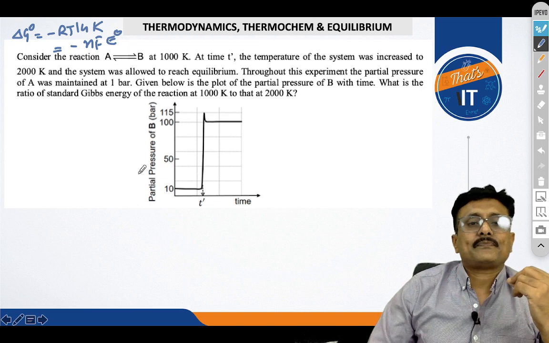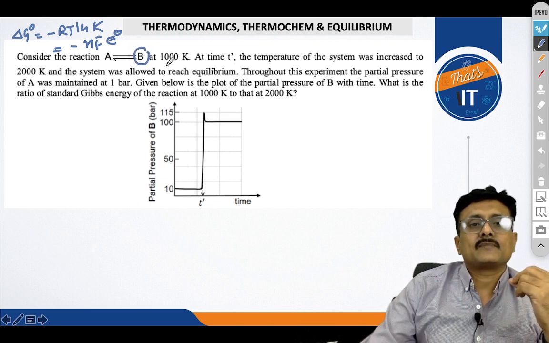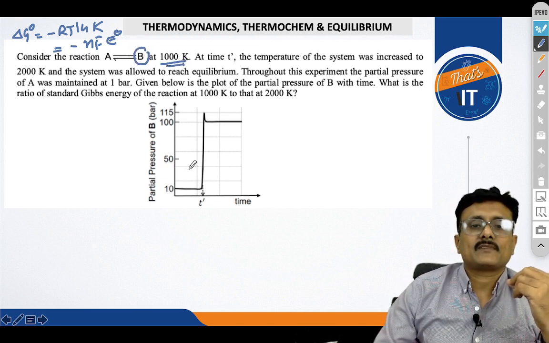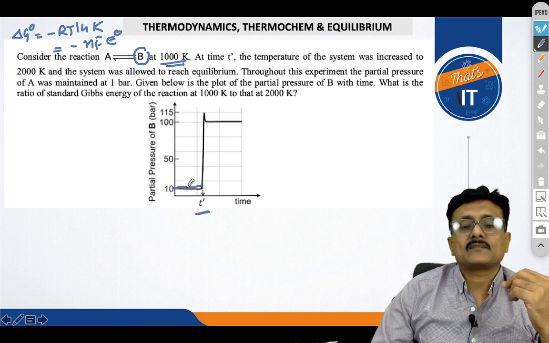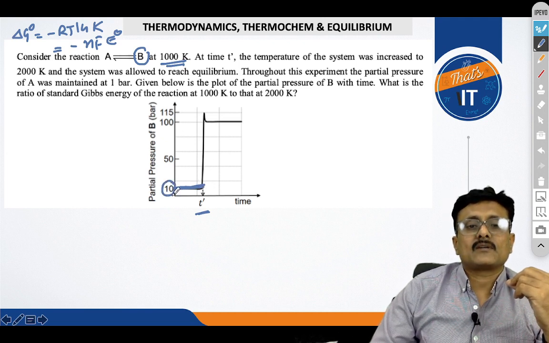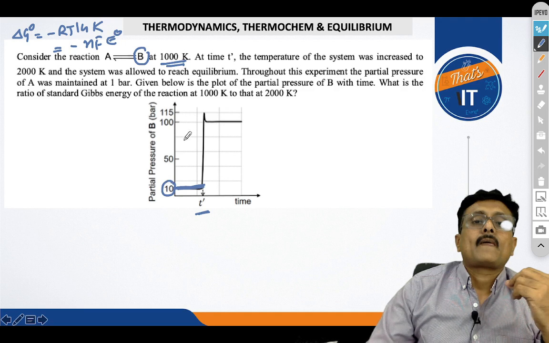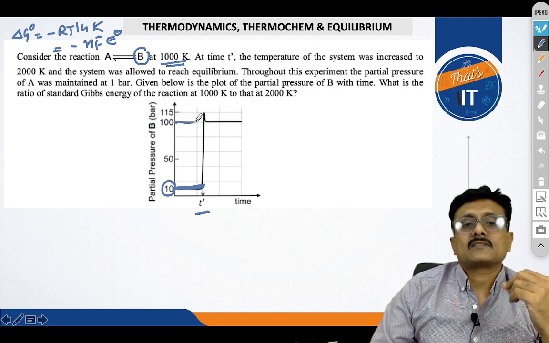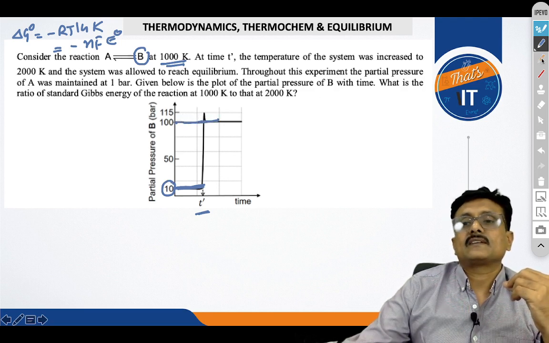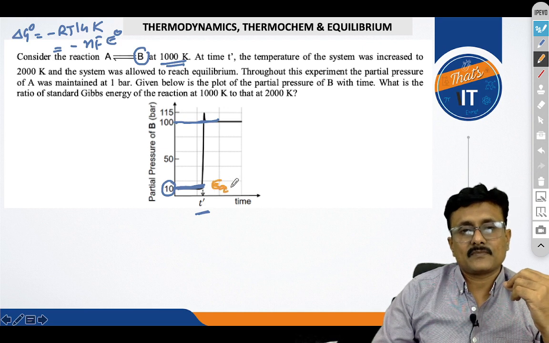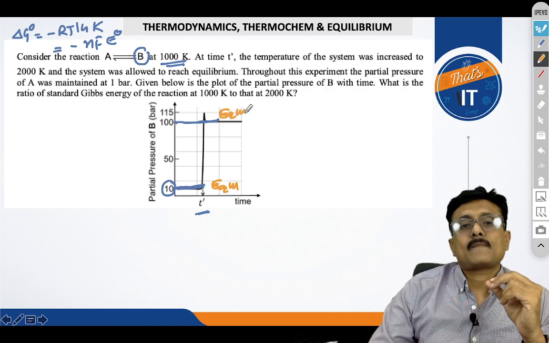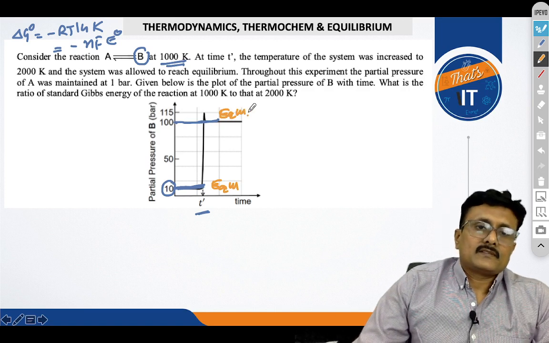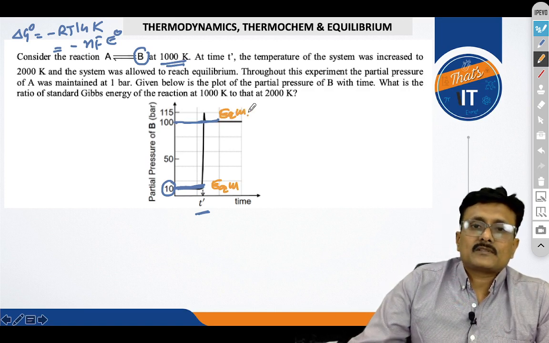You can see this is the partial pressure of B at a particular temperature, and with time you can see at two instances the partial pressure of B remained constant. One remained constant at a certain time as 10, and one remained constant at 100. That means these are the equilibrium situations. You know that at equilibrium the composition of the reaction mixture remains constant, isn't it? Hope you understood this point.